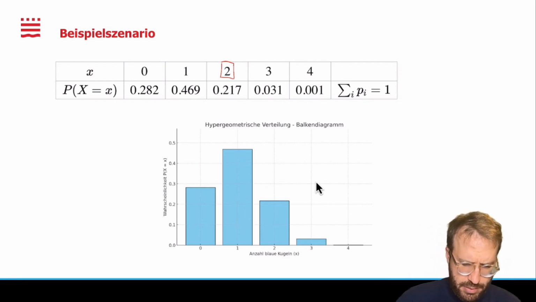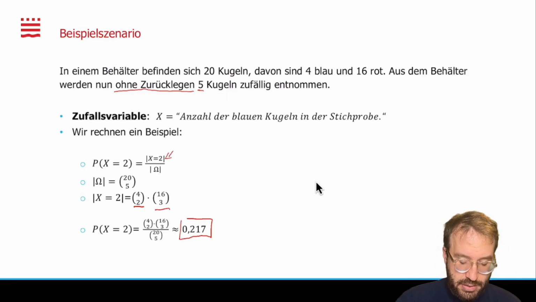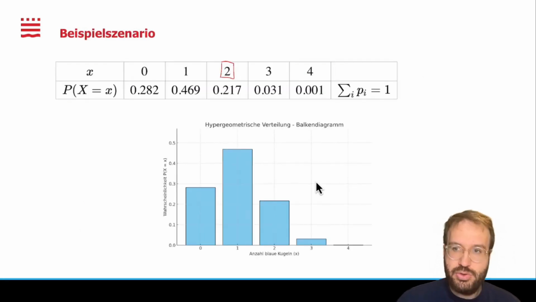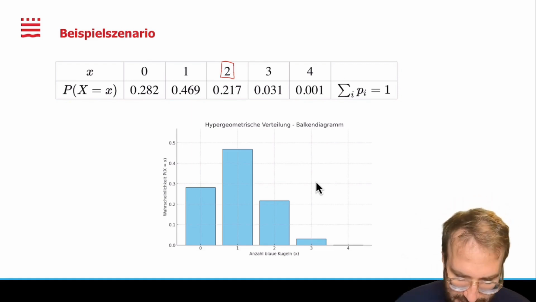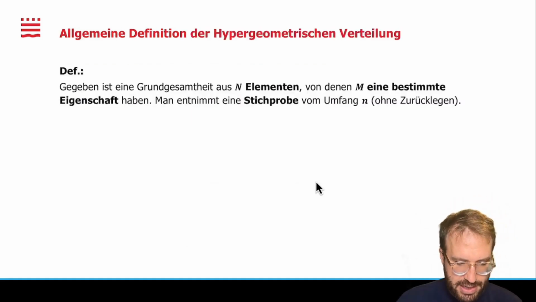What was the color that there is exactly 1? Blue ball. 2001 is the most likely. Yes, but we really had to consider the whole thing as a quotient of these two terms. And now we want to write that down in general again.